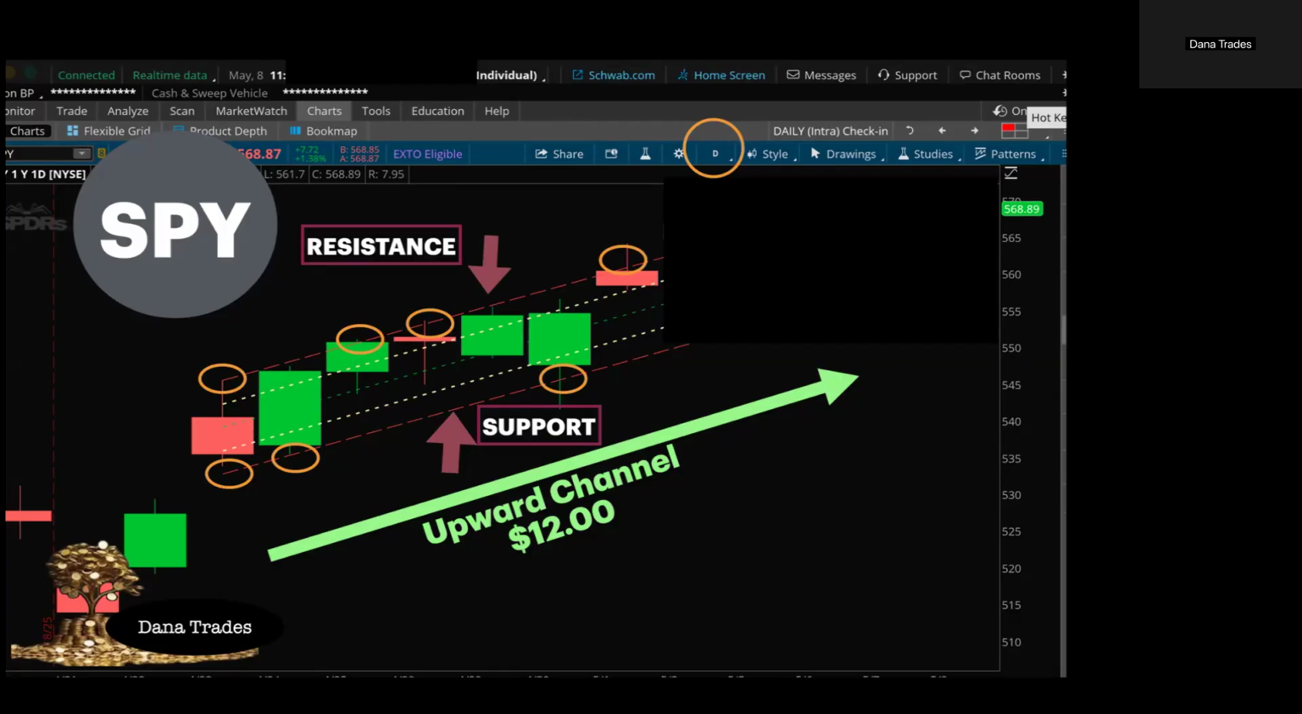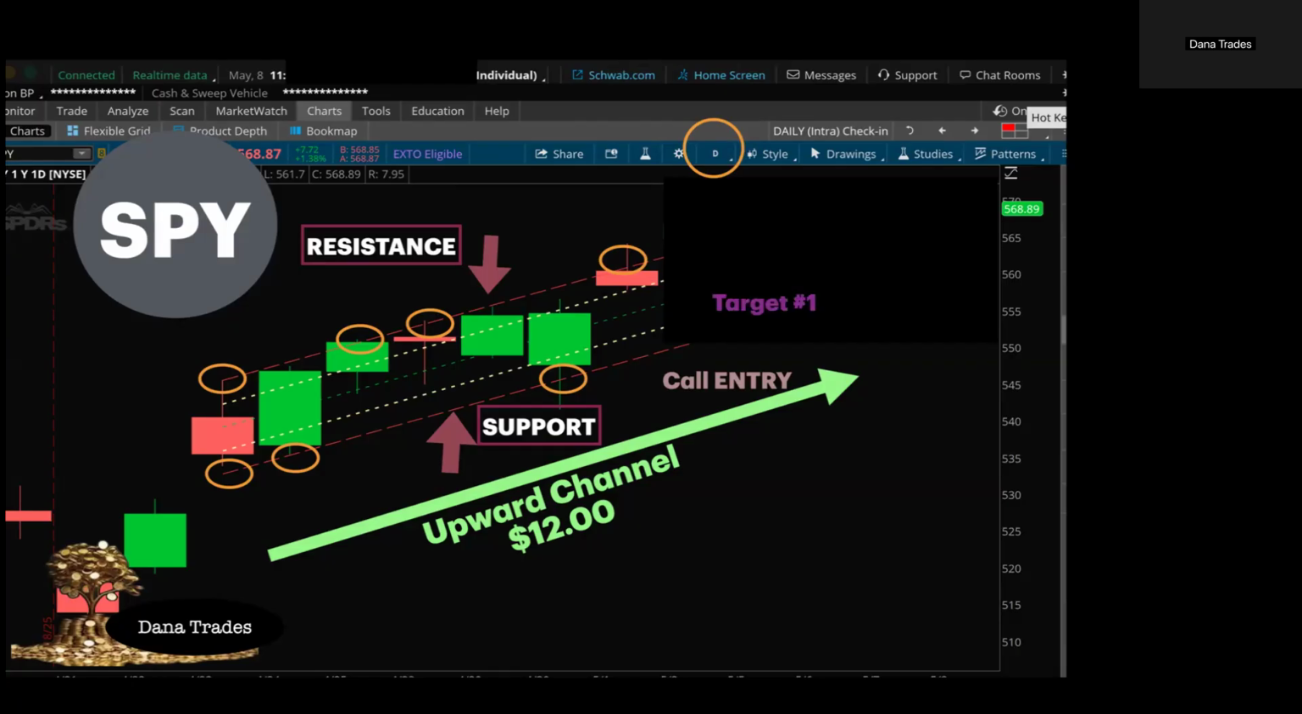So with this data, knowing that the channel is $12, I can identify my entry point. For this channel trade, my entry point would be a call entry if SPY touched the bottom of the channel. So if SPY moved down to the bottom of the channel and touched it, I'm getting into a call. The reason I'm buying a call contract is because we have an upward channel and I want to take advantage of at least some of this $12 price movement.